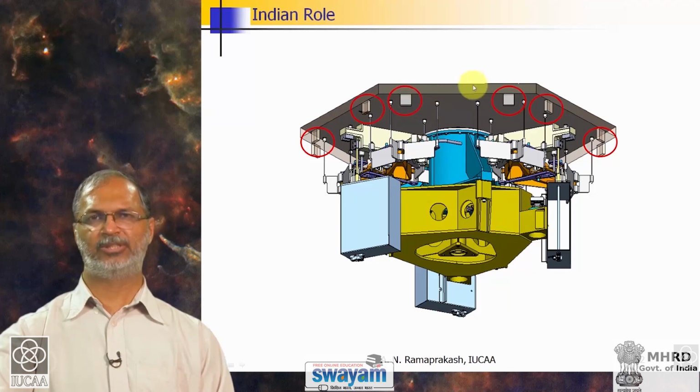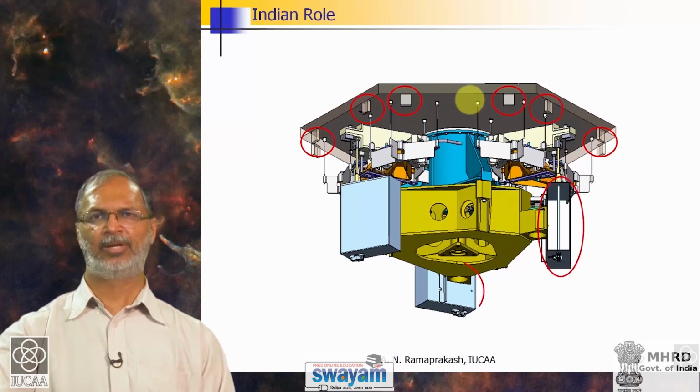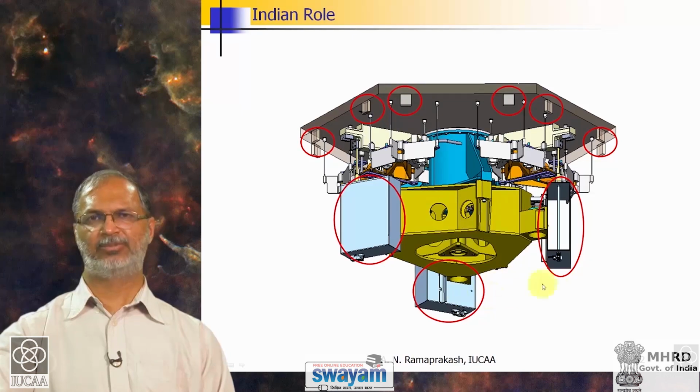So, the relative positions of these mirrors have to be measured in real time, and that is enabled by what are called edge sensors. These edge sensors hang from the edges of the mirror segments and allow real time measurements of the relative positions of the segments, and those sensors are being made in India. There are then these actuators which correct for the positions of the segments, so that they remain in phase with respect to each other and form a single surface. All these actuators are being made in India.